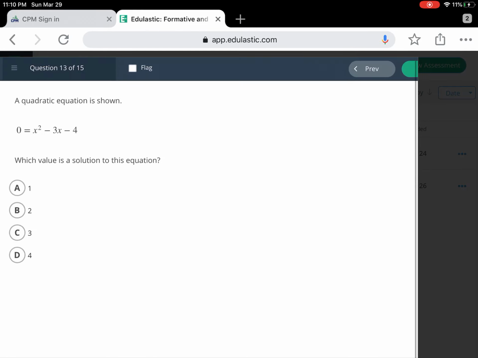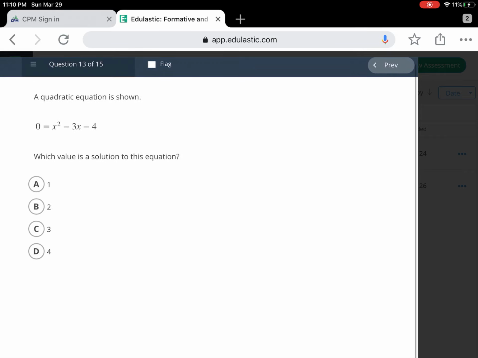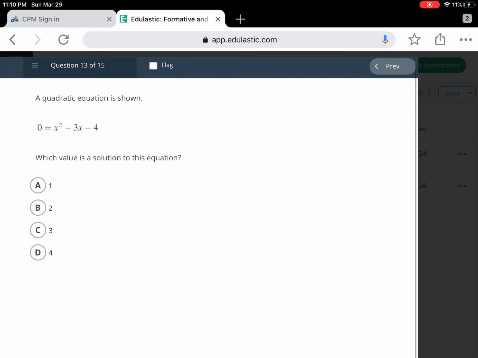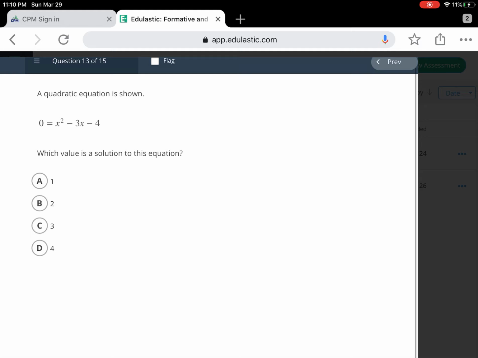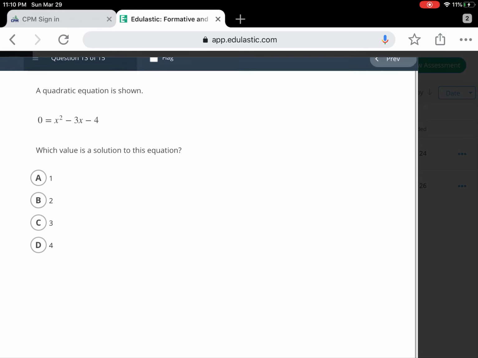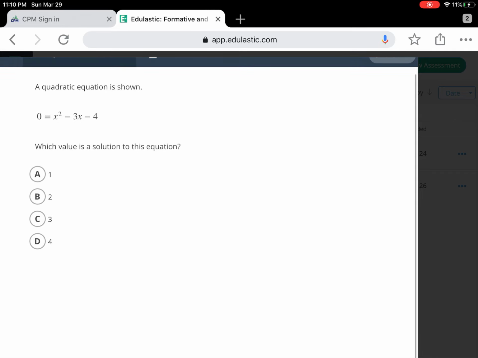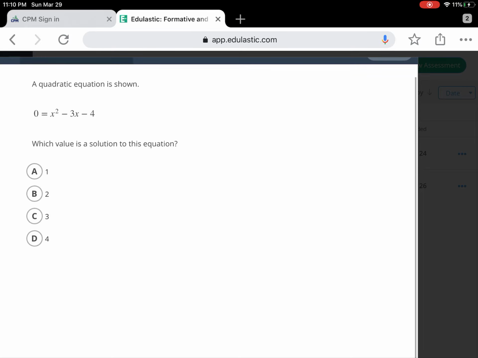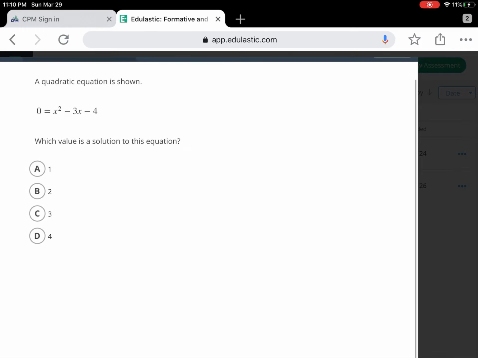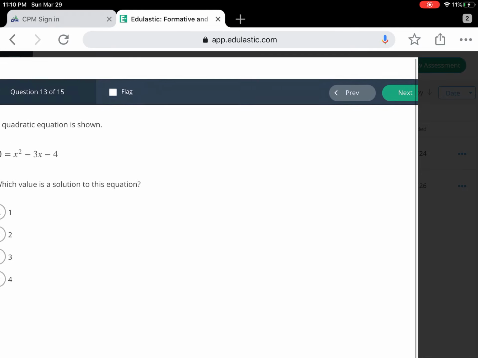All right. A quadratic equation is shown here. Which value is a solution to the equation? Well, we could factor and get those answers, or we could just try plugging in numbers. Me personally, if I've been practicing my factoring, I can do it quickly, and I'll see that we could do x minus 4 times x plus 1 as factors. And then the zero product property would mean that x would be equal to positive 4 or negative 1. So D, 4, would be a correct answer. And I'll let you guys go back and try to factor that and solve.